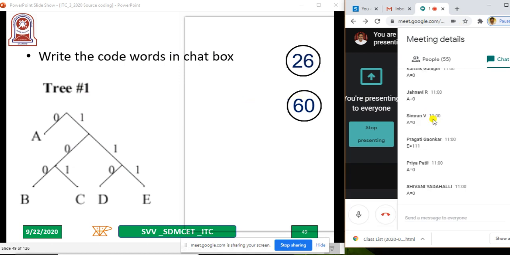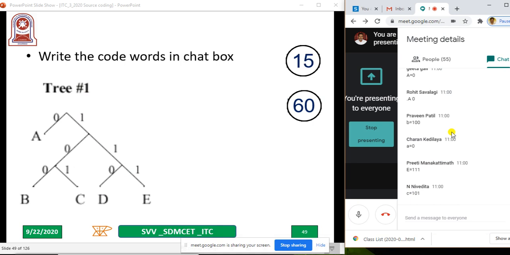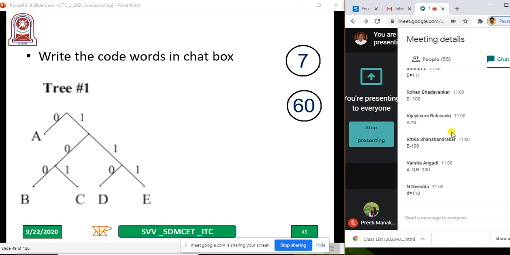A is 0, B, E equal to 1, 1, 1, correct. Shivani, A equal to 0, correct. Pragati, 1, 0, 0 for B, B is 1, 0, 0, correct. Nivedita, C equal to 1, 0, 1, correct. Varsha, B equal to 1, 0, 0, correct. D equal to 1, 1, 0, D is correct.